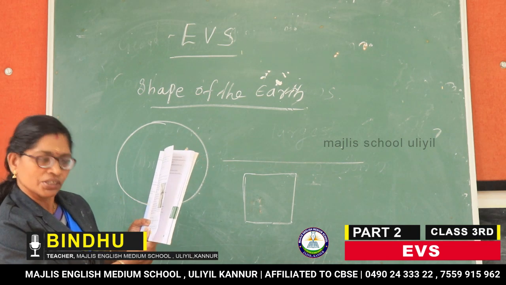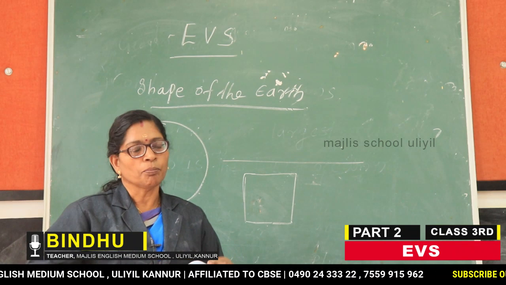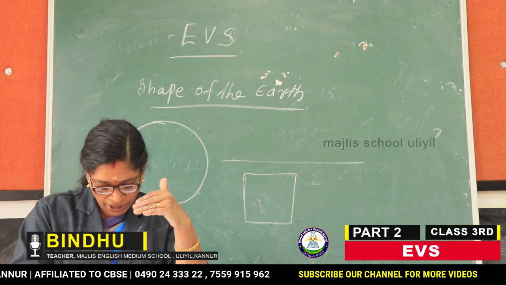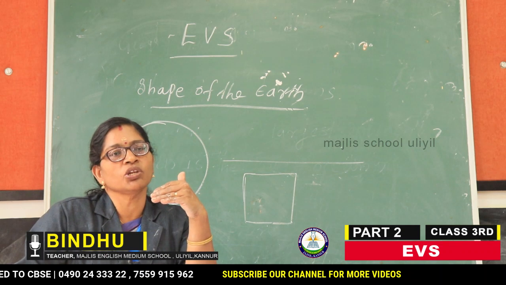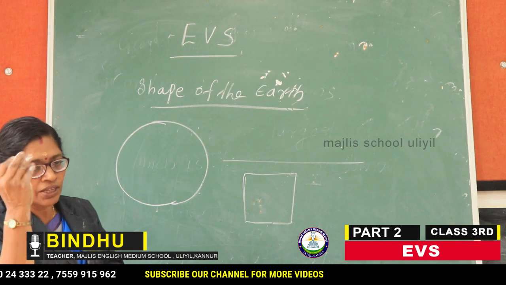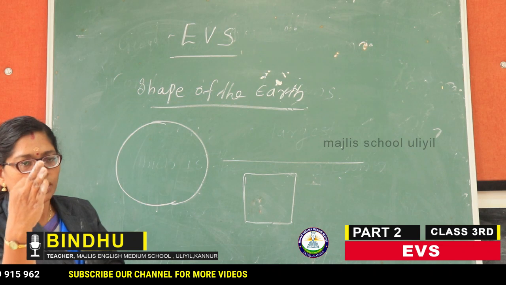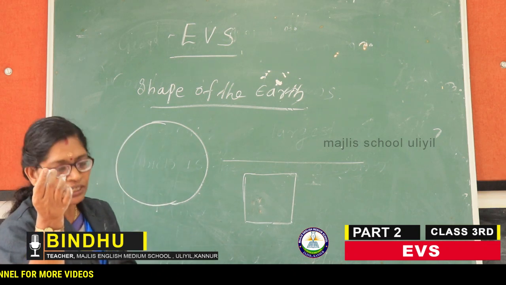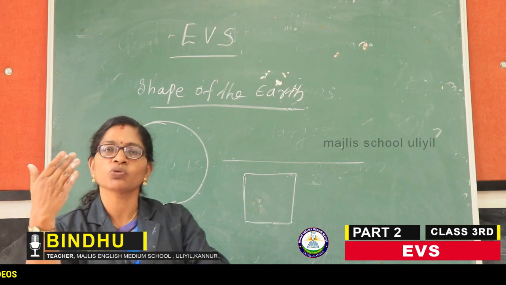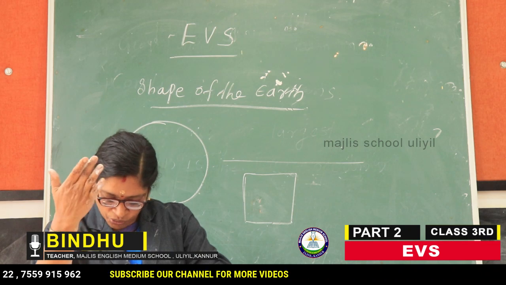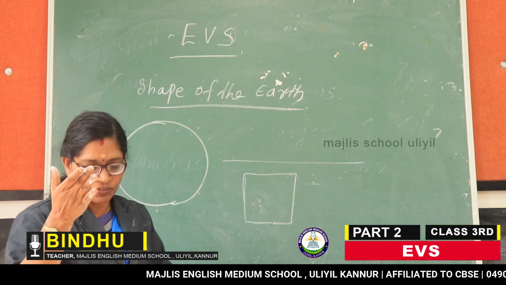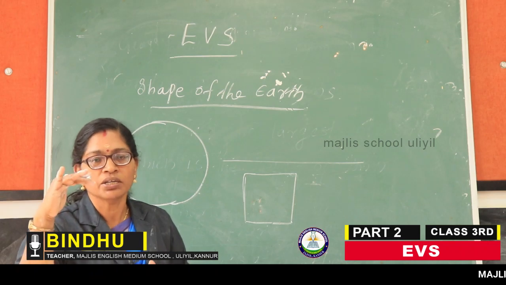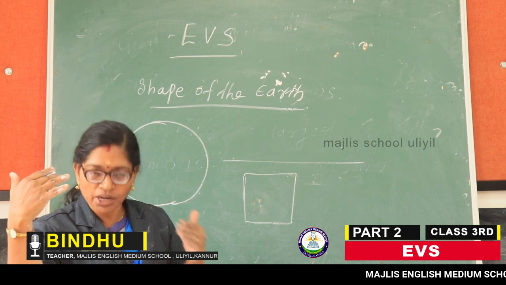And you also have that doubt, are you? Only when people started traveling further and further across the seas and oceans in search of new land, and reached a new island, they realized that the earth was round and not flat. Now you understood what is the shape of the earth? The earth is round. Very good.